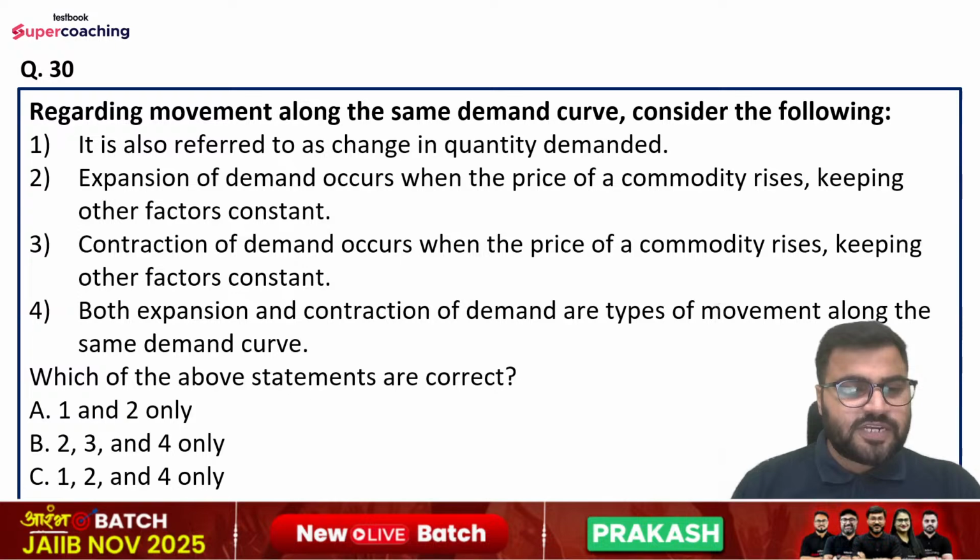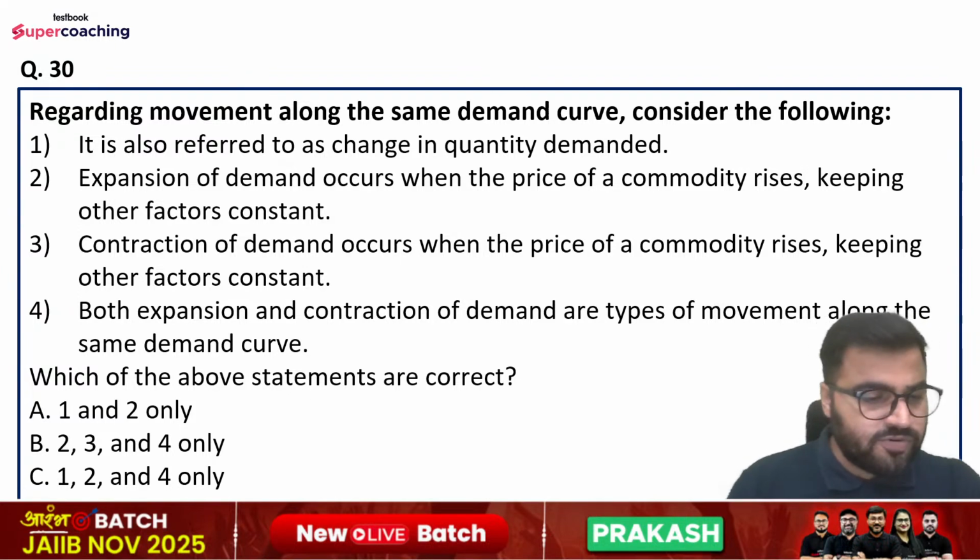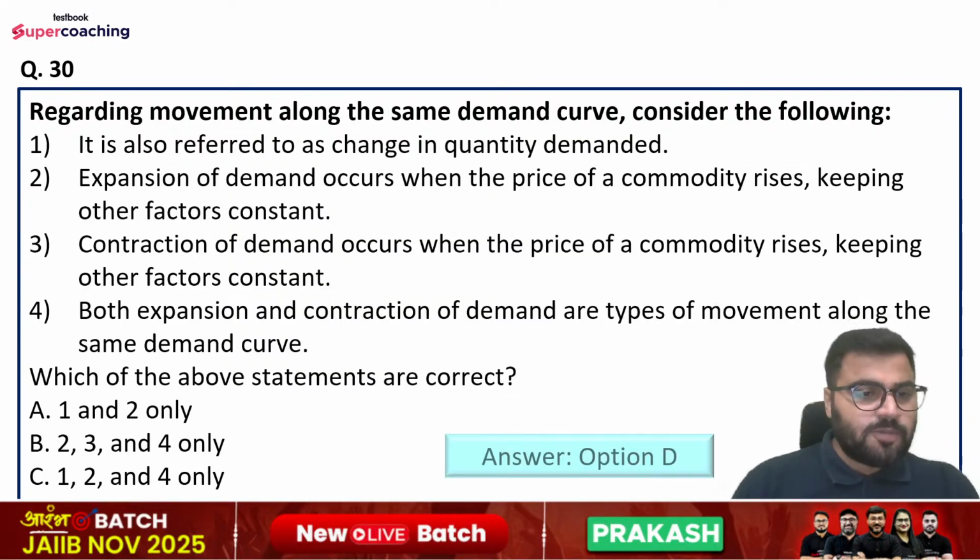Options are: first and second only; second, third, and fourth only; first, second, and fourth only; or first, third, and fourth only. So the right answer is option D here, that is first, third, and fourth only.